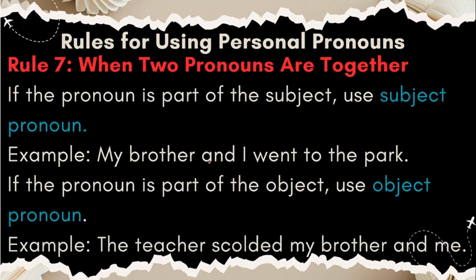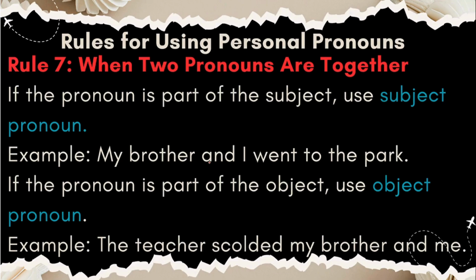Rule number 7. When two pronouns are together. If the pronoun is part of the subject, use subject pronoun. For example, my brother and I went to the park. Okay, let's talk about this. My brother and I, together, these are the subjects, right? Not just my brother went to the park. My brother and I went to the park. So my brother and I are the subjects for this sentence.